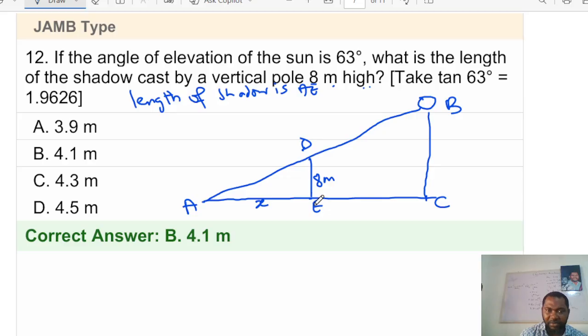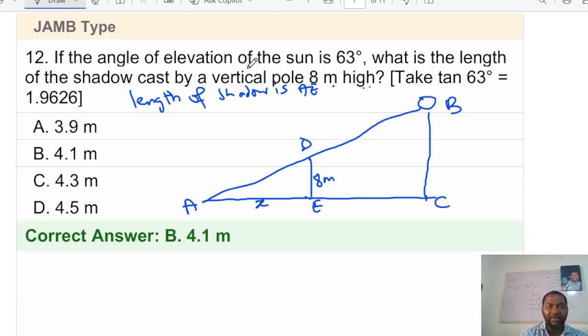So when an object, a man or a pole, stands in the way of the sun, the light will still travel in a straight line, but it's going to create a shadow from the man to that point where the light is touching. So that's exactly what we did here. Now these are the kind of questions you should expect, right?